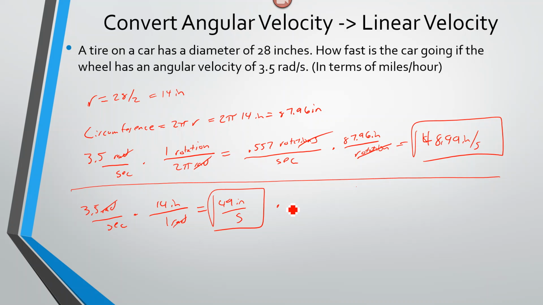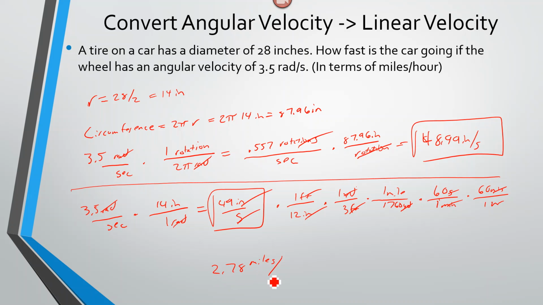So all we have to do from here is 1 foot, it's 12 inches, 1 yard, 3 feet, 1 mile, 1760 yards, 60 seconds, 1 minute, 1 minute, and 60 minutes is 1 hour. Minutes cancel, seconds cancel, yards cancel, feet cancel, inches cancel. We get miles per hour as our final answer. 2.78 miles per hour.